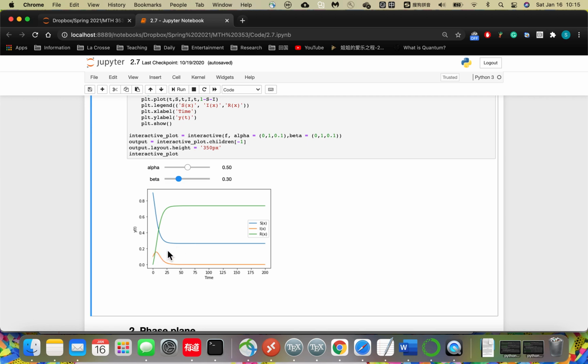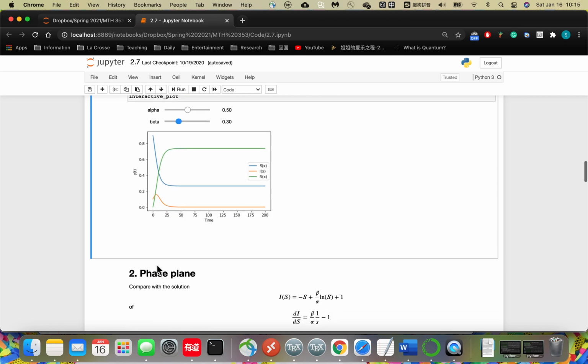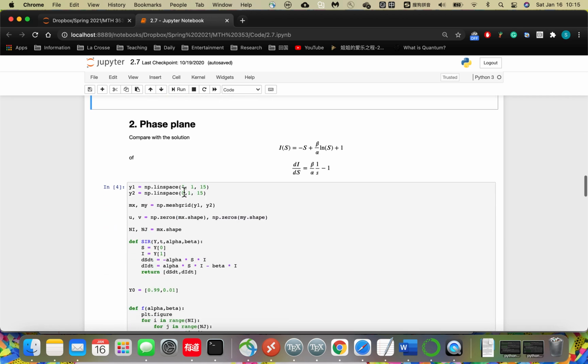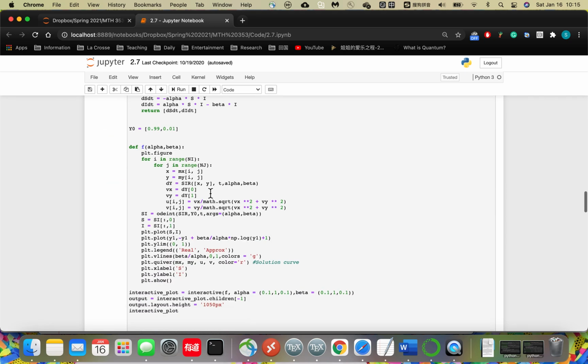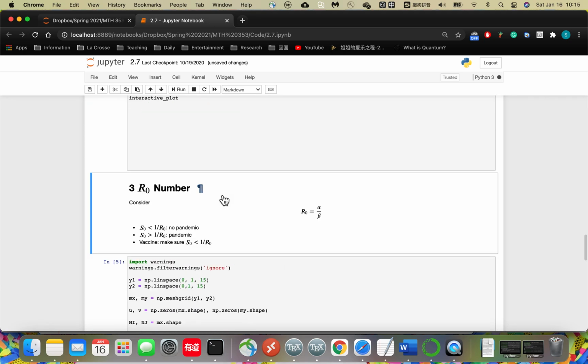So that's why we say we want to keep everything to be exponential decay from the beginning. We will show later how we do this, how a vaccine can help. Okay, so that's the first one. Now the second one, we want to see the phase plane.